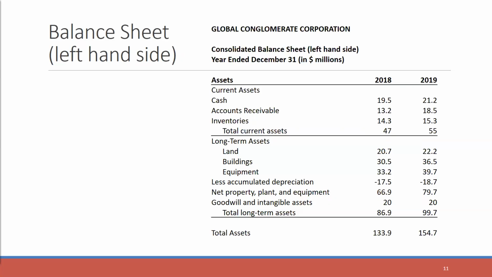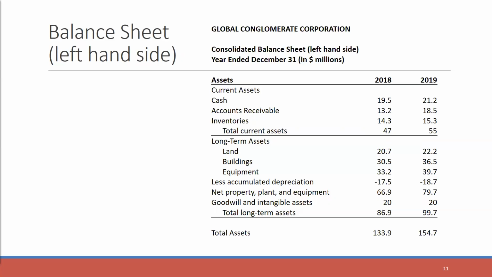You'll also notice accounts receivable and our inventories. Our accounts receivable are essentially IOUs for the stuff that we sold, and our inventory is product that we've produced, but we haven't sold yet. So we'll think of our inventory as closely related to our cost of goods sold, and our accounts receivable is closely related to our sales.